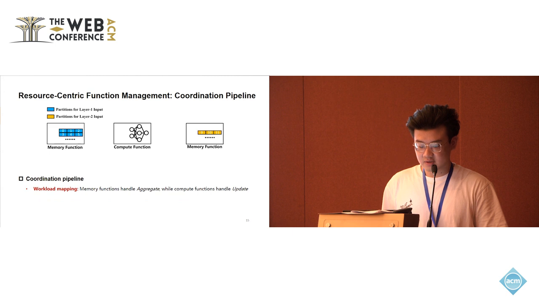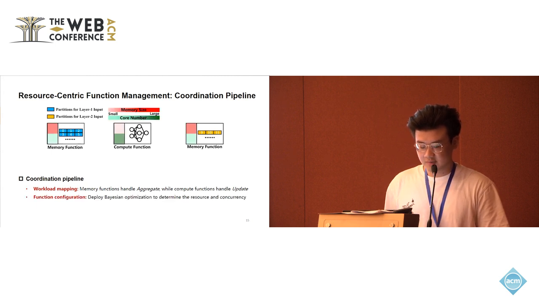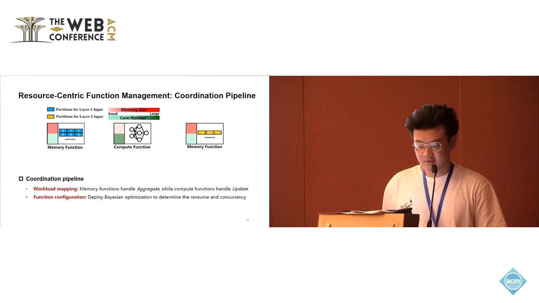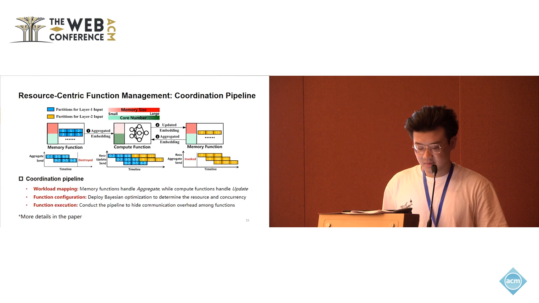We manage functions with resource groups. The memory functions only handle aggregates, while the compute functions only handle updates. We employ Bayesian optimization to determine the resource and the concurrency of each function. The optimization goal is to save resources as much as possible while ensuring the SLO. We organize functions in a pipeline, allowing hiding the inter-function communication overhead within their respective computations.